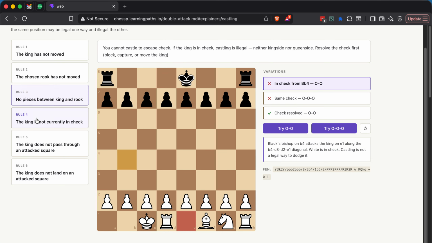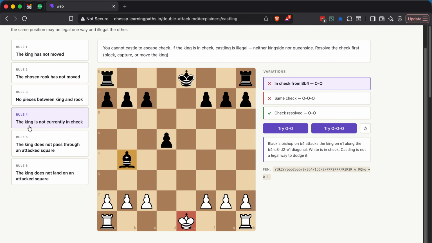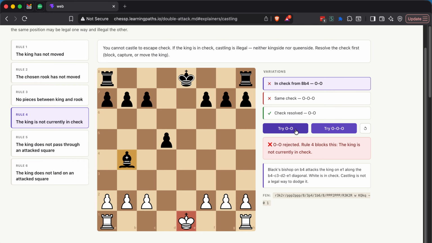So let's look at rule number 4. The king is not currently in check. Here it doesn't matter from where; if the king is under check, you will not be able to do the castling. In this case we see that the king is under check from the bishop, so we will not be able to do the king side castling or the queen side castling, because the king is in check, so queen side or king side doesn't matter.